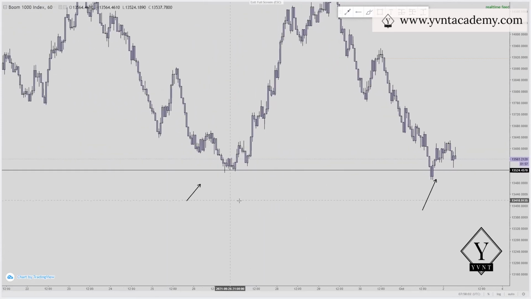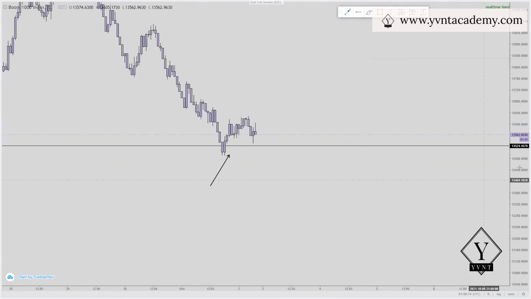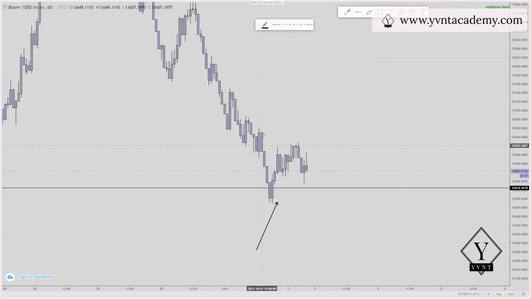Looking at this area here, we did get an inverted shoulder before we pushed to the upside, right? And this is boom, guys. Remember, it's always boom to the upside. So what we're looking for on this side is we had price pushing down and then we pushed back up, right? So what is this going to tell us? This is 1 hour.